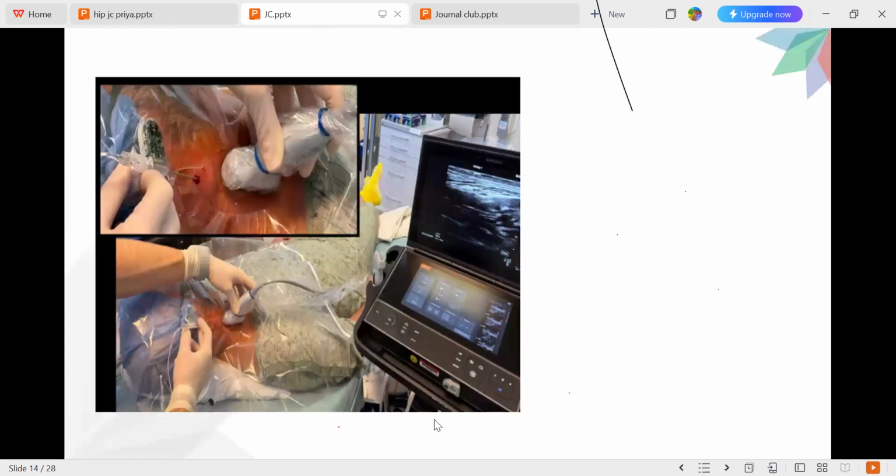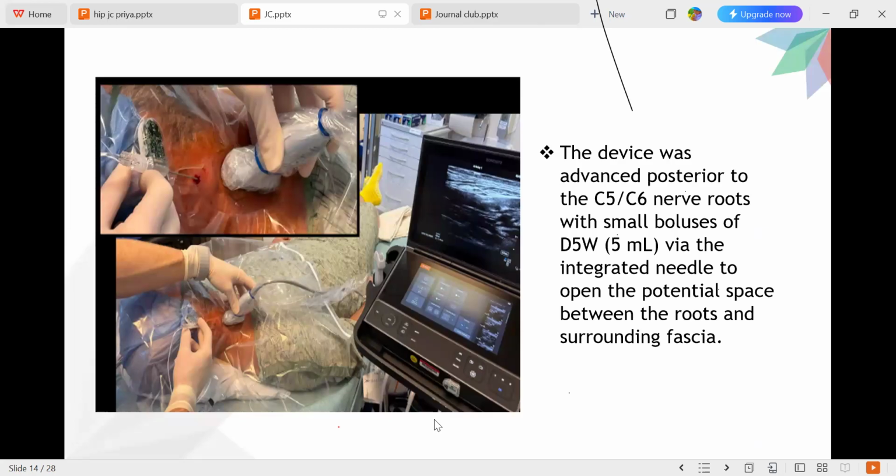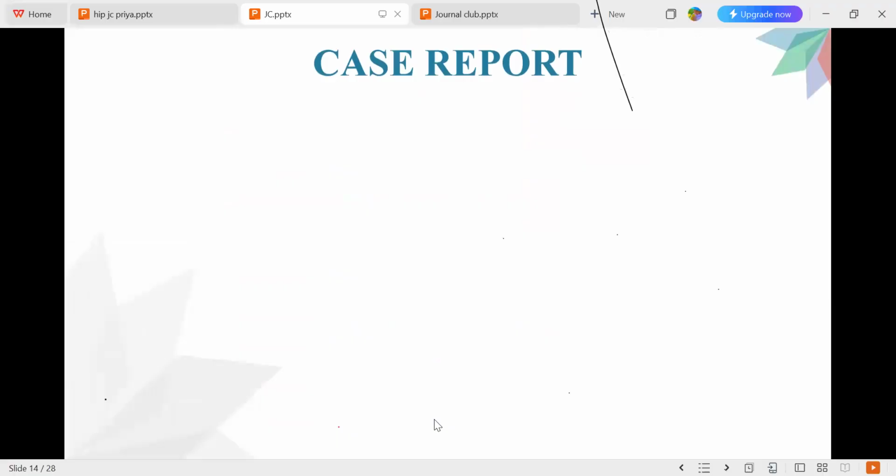So this is the interscalene block that was performed on the patient. The device was advanced posterior to the C5 C6 nerve roots with small boluses of dextrose 5% in water via the integrated needle to open the potential space between the roots and the surrounding fascia.